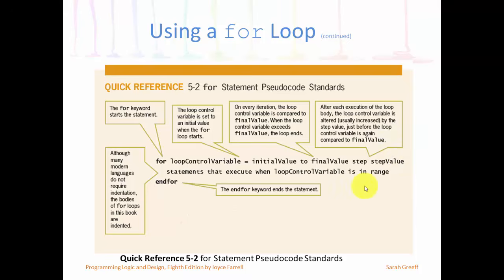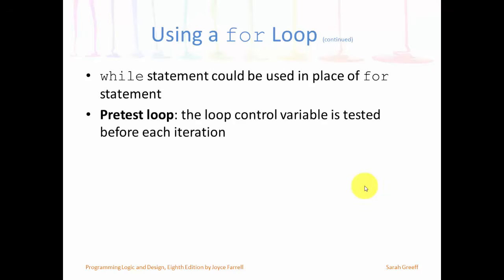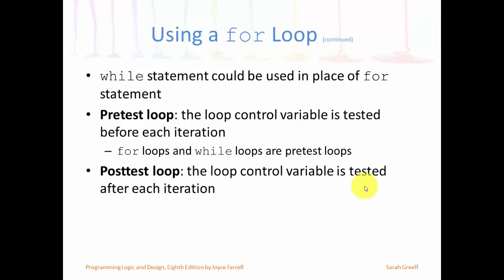In the desk checking, you saw that the while statement could be used in place of the for loop. Now, you get 2 different types of loops. You get the pre-test loop, which is the loop whose control variable is tested before each iteration. And then you get the post-test loop, in which the loop control variable is tested after each iteration. So your for loops and your while loops will be your pre-test loops, and your post-test loops will be your do while or your do until loops.